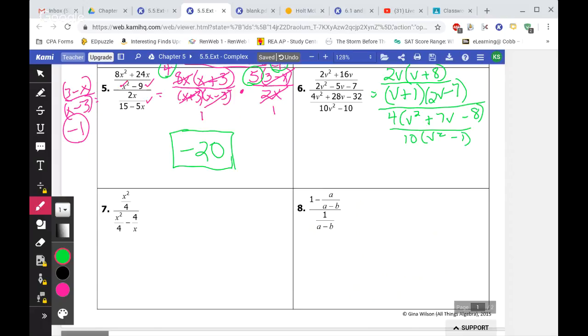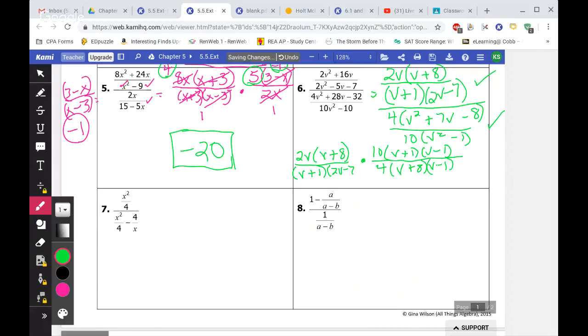Because now 2v times v plus 8 all over v plus 1 over 2v minus 7. Keep it. Flip. And while I'm flipping, this is that bottom fraction here, guys. I'm going to take 10 and I'm going to factor this special factoring pattern, which is the difference of two squares, this v squared minus 1. It factors to v plus 1, v minus 1, all over 4 times, and then v squared plus 7v minus 8. What two factors multiply together to give me a negative 8, when I combine them, give me a positive 7? That's going to be v plus 8, v minus 1.